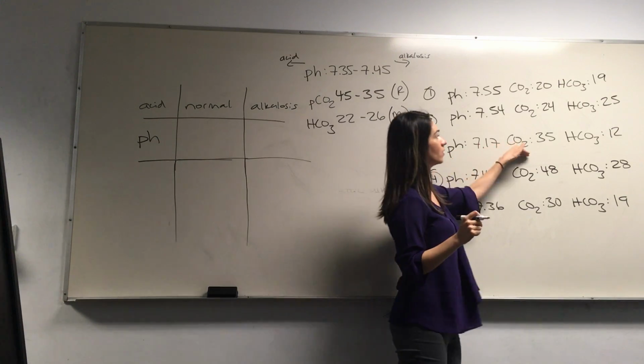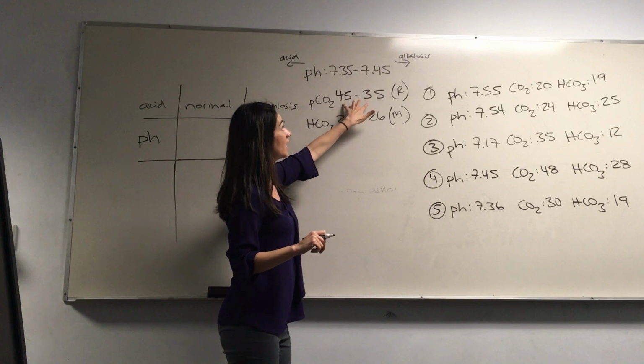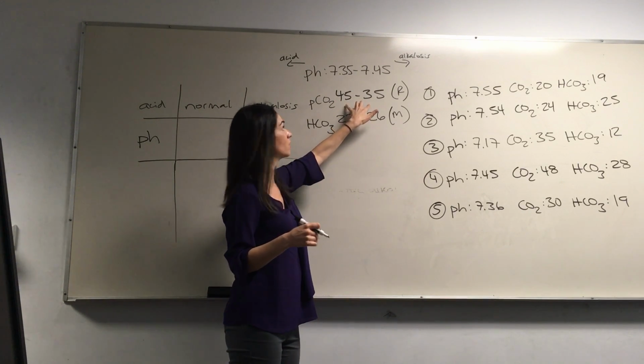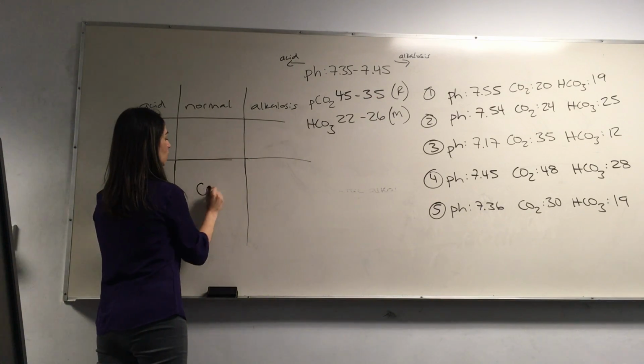Let's look at our CO2. It's 35. And that is in the normal range. Our normal CO2 is 45 to 35. So we will have to put our CO2 in the normal column.